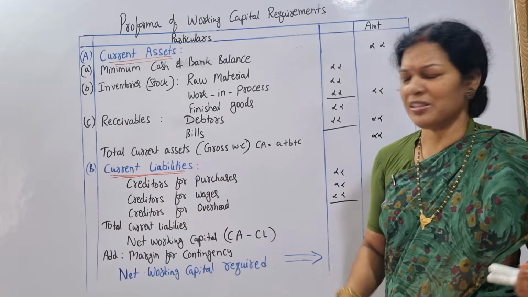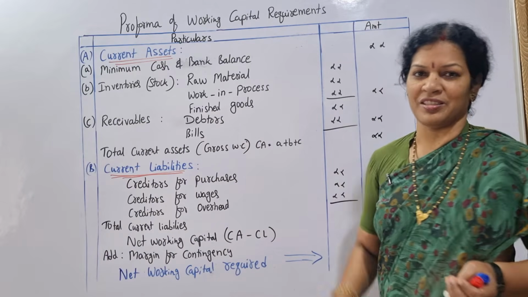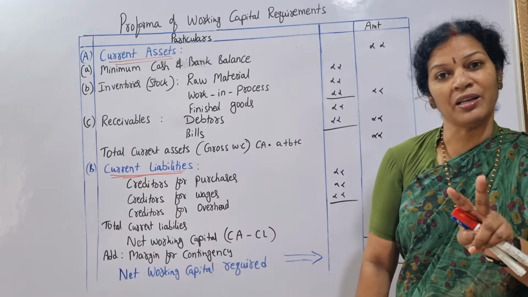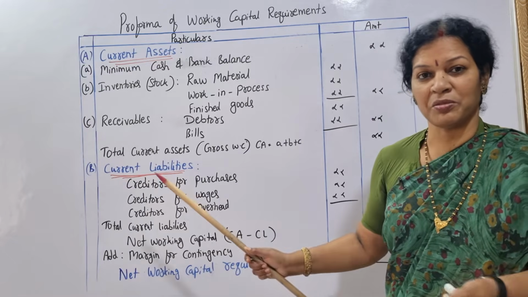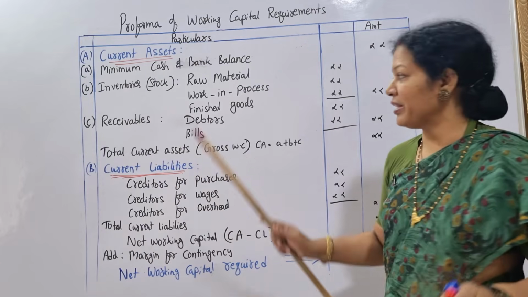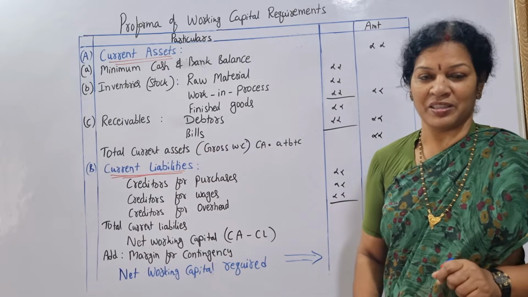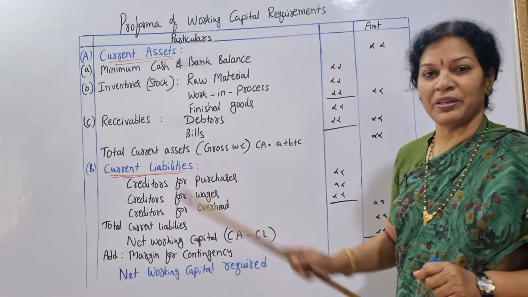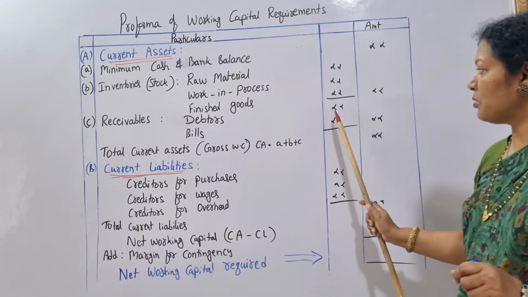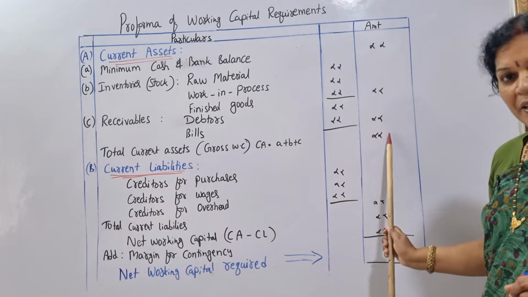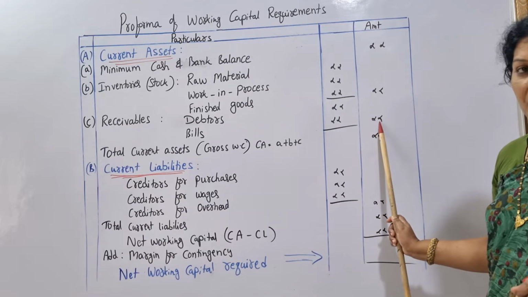And the third one is receivables. What are the receivables? Debtors, bills. Only these two are receivable. We are not selling on cash basis. When we are not selling on cash basis, we might be getting the amount from the debtors or from the bills. So that is why these two we have written under the third item, receivables. These two are also written in the inner column, and their total is in the outer column.